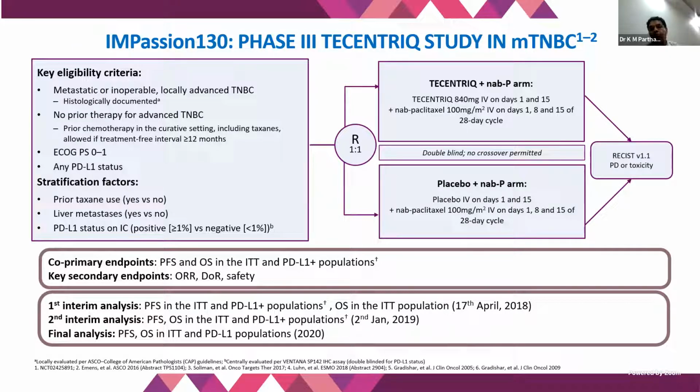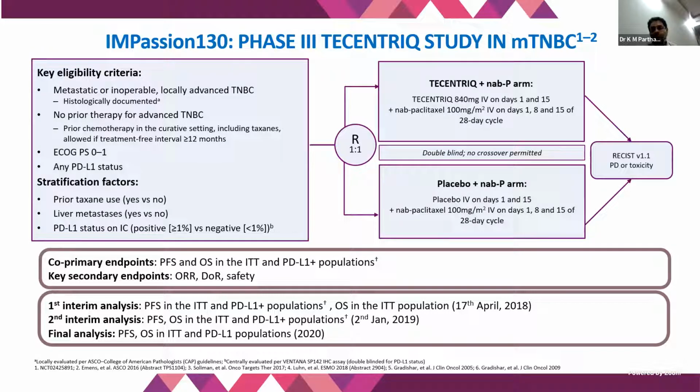The study arm was Tecentriq, that is atezolizumab, 840 milligram, that was modified because 1200 is the dose for 3 weekly. So here, along with the nab-paclitaxel, we are using a twice-monthly dose, that is day 1 and day 15. So it has been modified. It has been taken as 840 milligram day 1 and day 15.